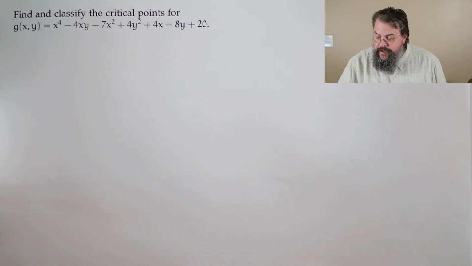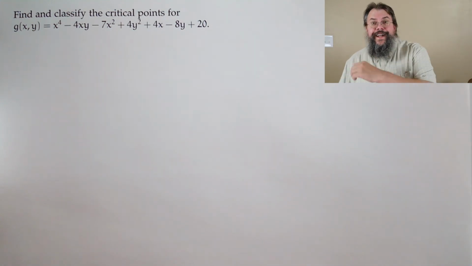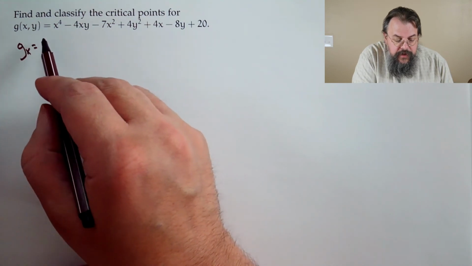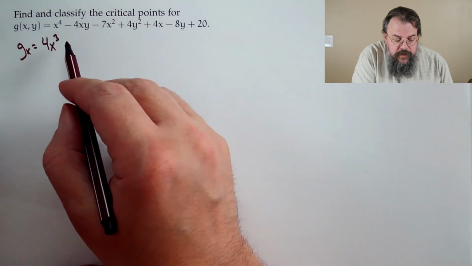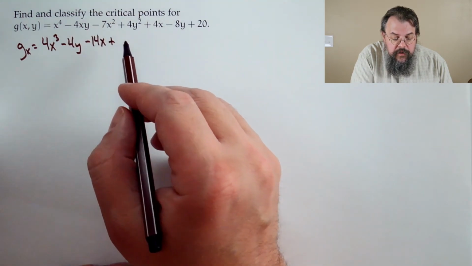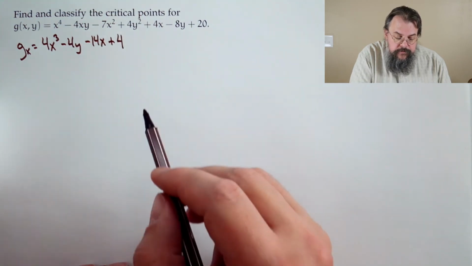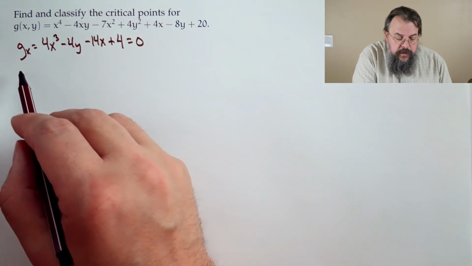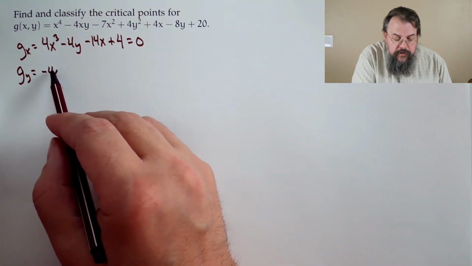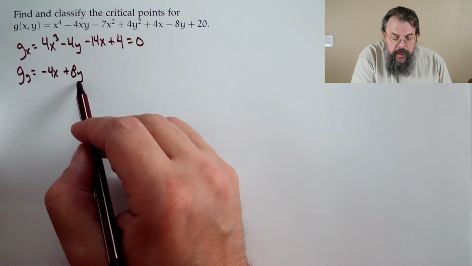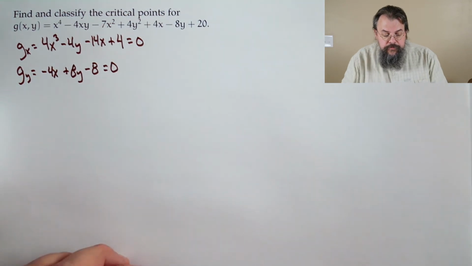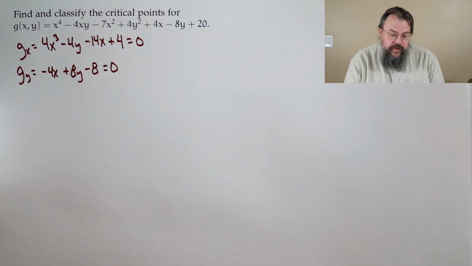Let's jump in. We start with our partial derivatives. f sub x is 4x cubed minus 4y minus 14x plus 4. Not so clear what's going on there. Let's try f sub y. Maybe there's better news there. Minus 4x plus 8y minus 8 equals 0. Now that does look more promising.